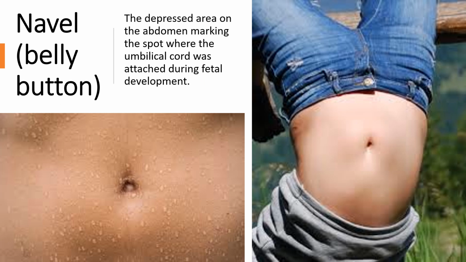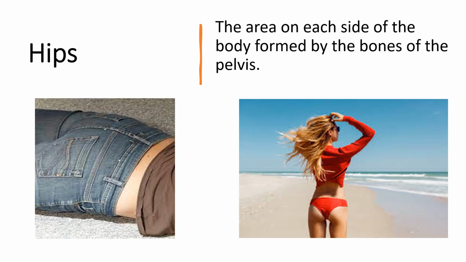Belly button or navel. The depressed area on the abdomen marking the spot where the umbilical cord was attached during fetal development. This is the belly button. Hips. The area on each side of the body formed by the bones of the pelvis. This is the hips.